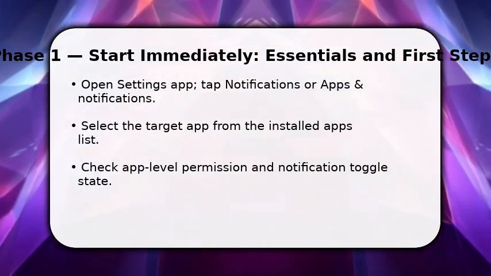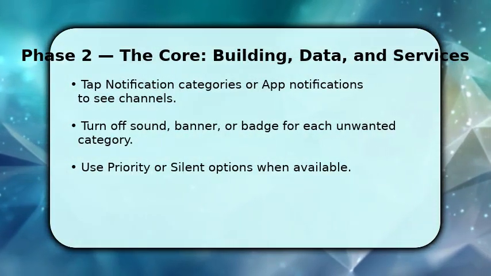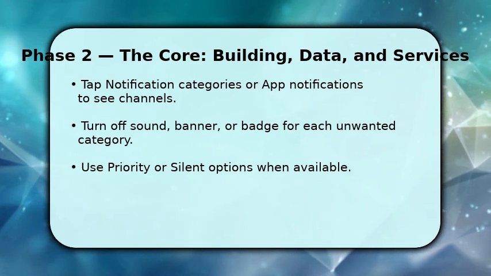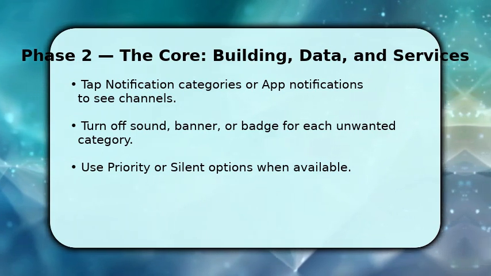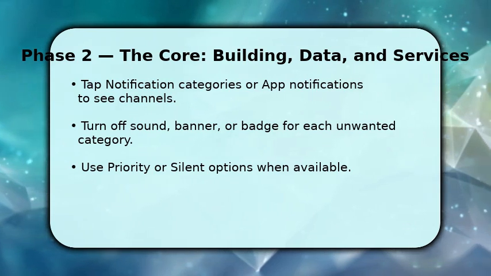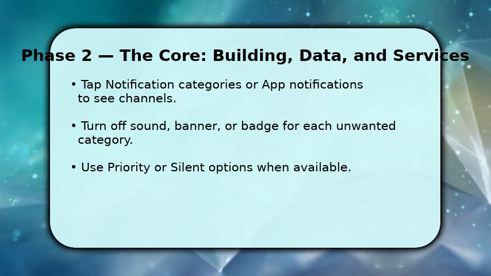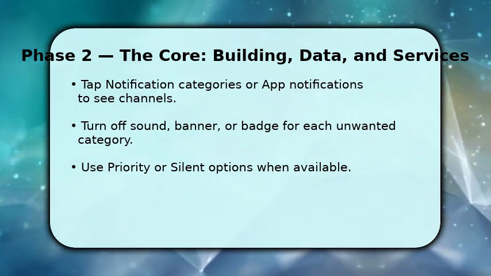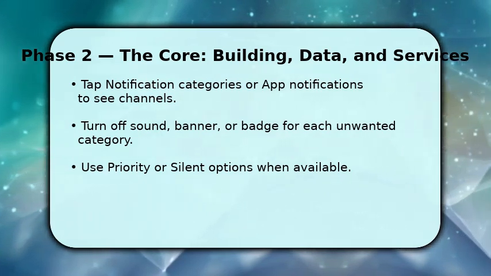Don't skip this setup. Once you're in the app's notification settings, inspect notification categories or channels. Android and many apps split alerts into types. For each category that's noisy, set sound to none, disable banners, or mark as silent. This stops interruptions but preserves critical alerts. Make sure to apply silent rather than delete if you still want logs. If available, change priority to low so it won't pop up.